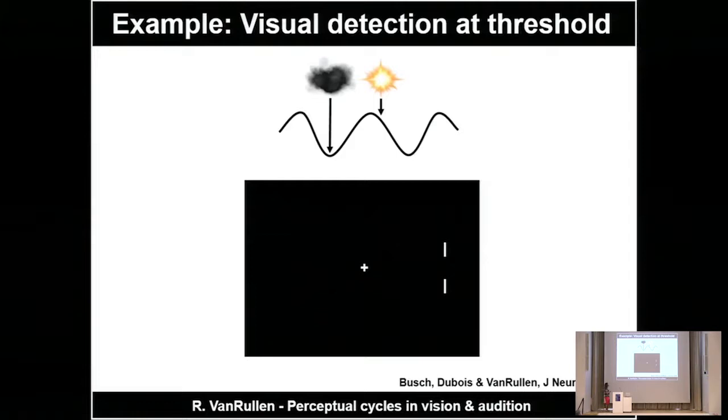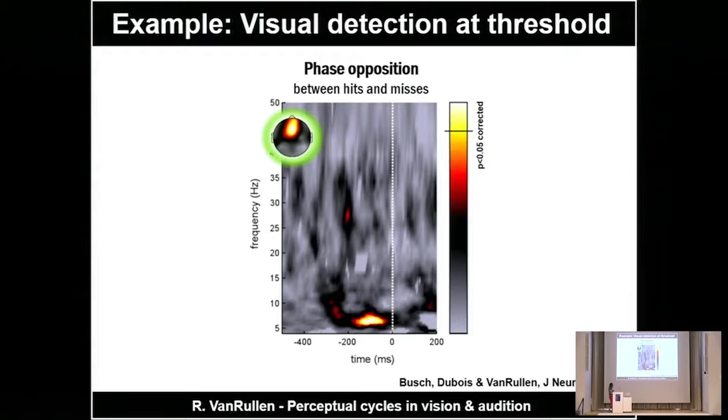Now we're in a position to ask, does this perceptual outcome, hit or miss, depend on the phase of ongoing oscillations? And that's exactly what I'm showing here. So here we're voluntarily focusing on pre-stimulus time points, just to be sure that we're only looking at ongoing spontaneous oscillations and not oscillations that might be triggered or entrained, if you want, by the onset of the stimulus, right?